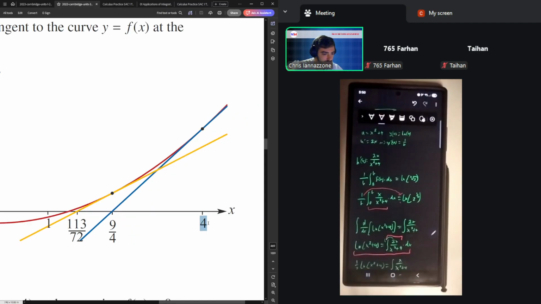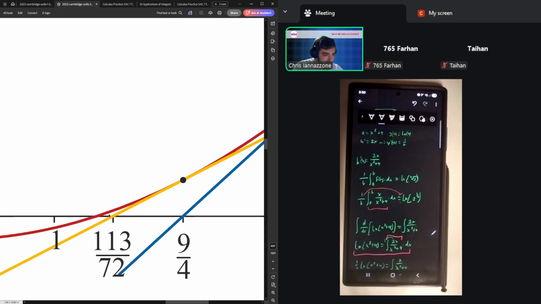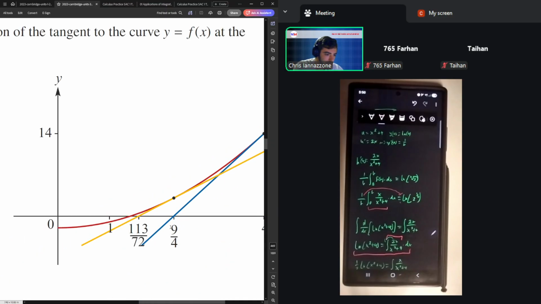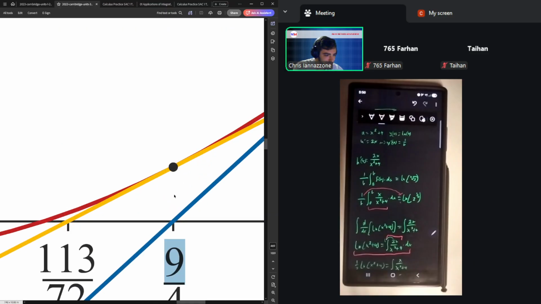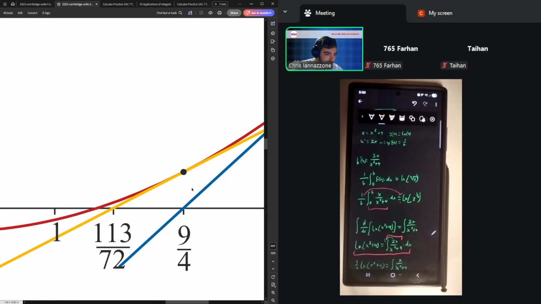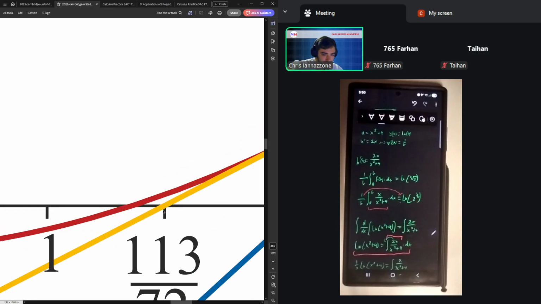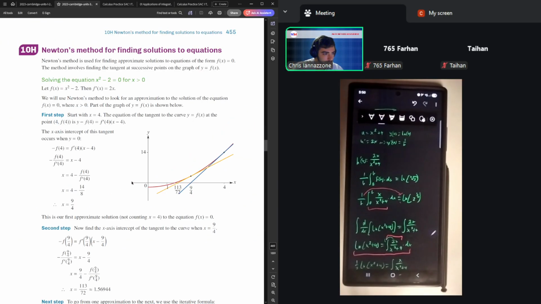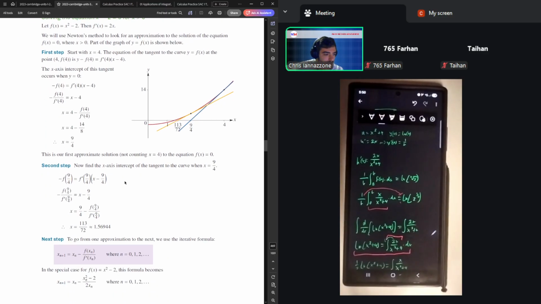So for instance, we initially guessed x equals 4. That gave us the blue line to get 9/4. What we'll notice is that that is closer to the red x-intercept that we want. If we then repeat the process, take my tangent line here, getting the yellow line, we'll notice it gets closer again. Rinse, repeat, take tangent lines until you are sufficiently close to your x-intercept. That's what Newton's method actually is.